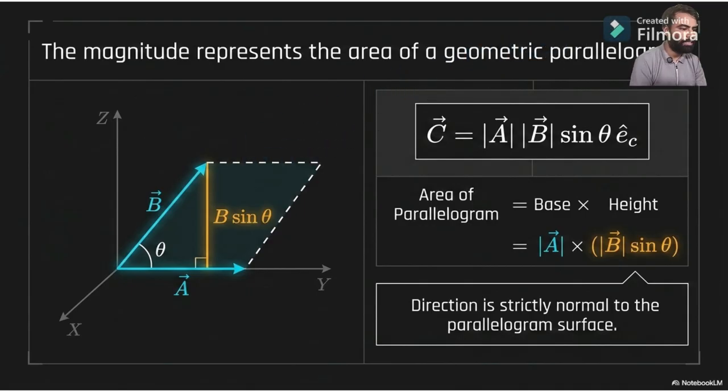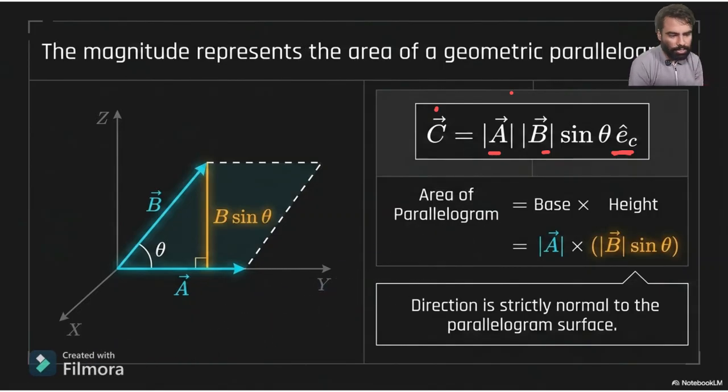What is the direction? If you have these two vectors a and b, and you are finding the resultant c, then c will be perpendicular to both vectors a and b. That is our definition of a cross product, basically the geometrical definition of a cross product.